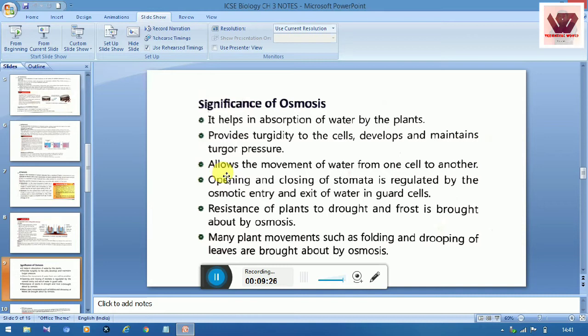Osmosis allows the movement of water from one cell to another. Opening and closing of stomata is regulated by osmotic entry and exit of water in guard cells. Resistance of plants to drought and frost is brought about by osmosis. Many plant movements such as foldings and droppings of leaves are brought about by osmosis. I hope that everybody has understood. Now we shall move to the next slide.